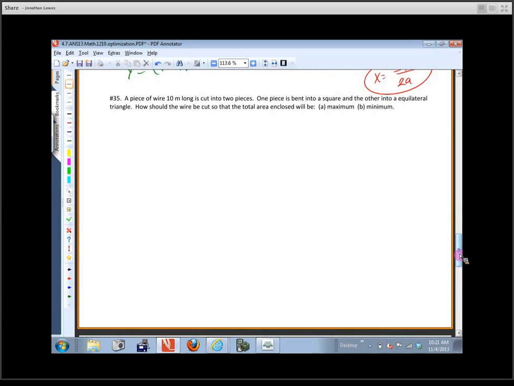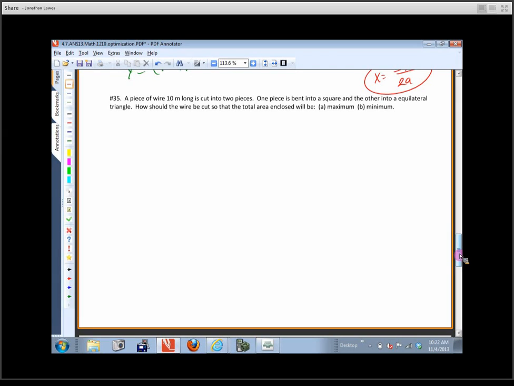Okay, this problem is number 35. Okay, and I have a slight problem with the wording of this question. This is right out of the textbook. In fact, I think it's one on your assignment, although I'm not sure. It says a piece of wire 10 meters long is cut into 2 pieces. One piece is bent into a square, the other into an equilateral triangle. How should the wire be cut so that the total area enclosed will be both a minimum and a maximum?